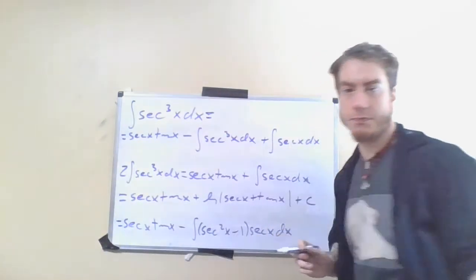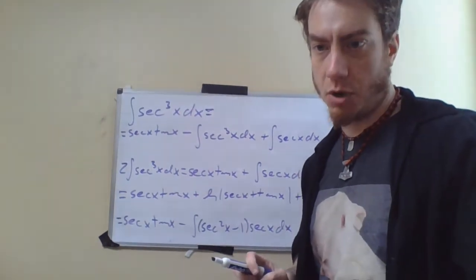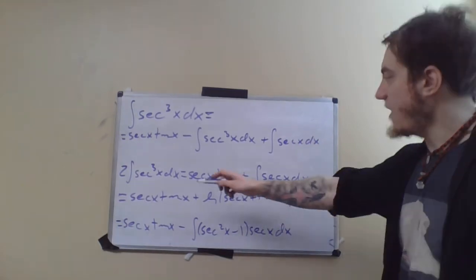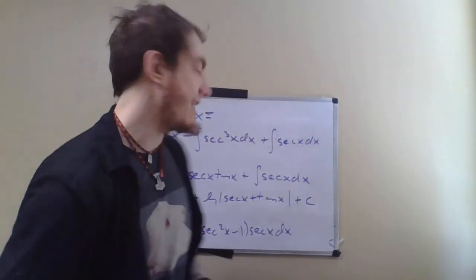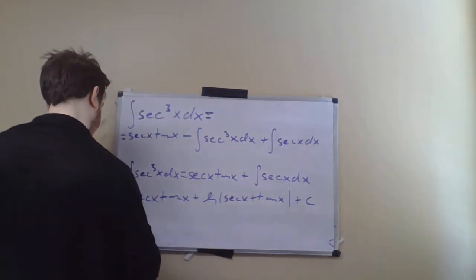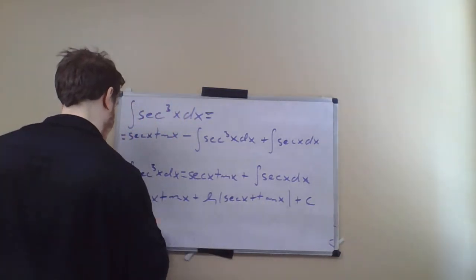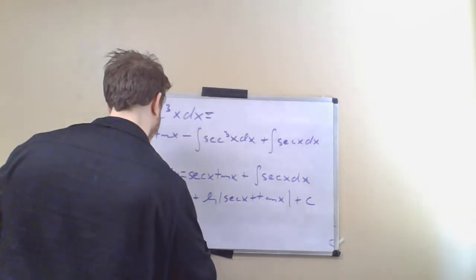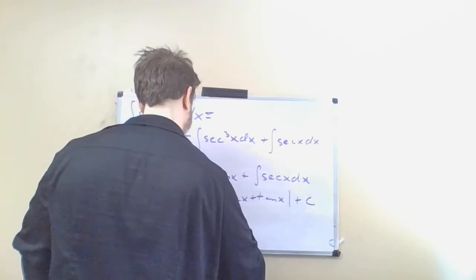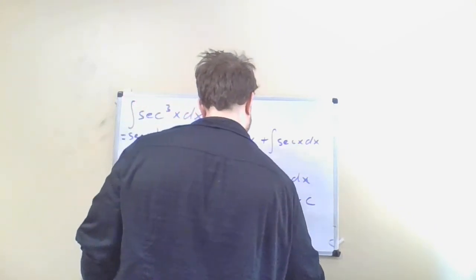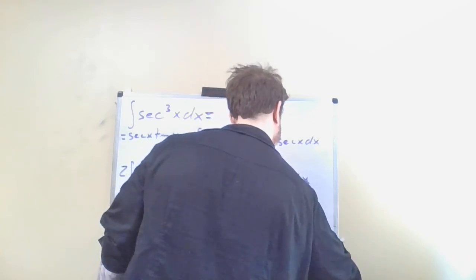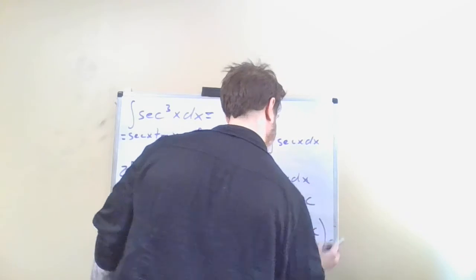plus a constant. So finally, what I can do is divide both sides of this by 2, and I get my answer. We end up with the integral of secant cubed x dx is equal to 1/2 times secant x tangent x plus natural log absolute value secant x plus tangent x plus a constant.